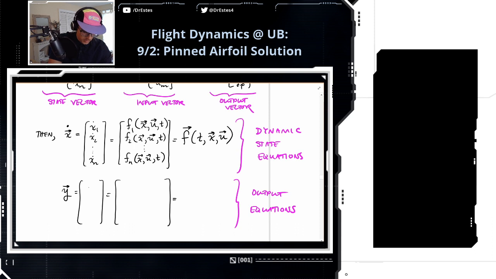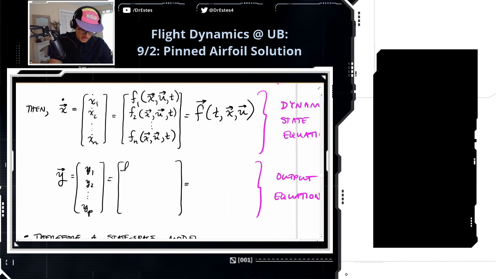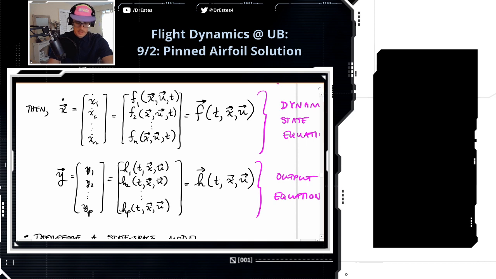Okay. So we'll have y1, y2, all the way up to yp. So this will be some general function, could be nonlinear, of time, my states, my input. My second output is a different function of those same things all the way to the end. And so we can call this a vector function h of t, my states, and my inputs.